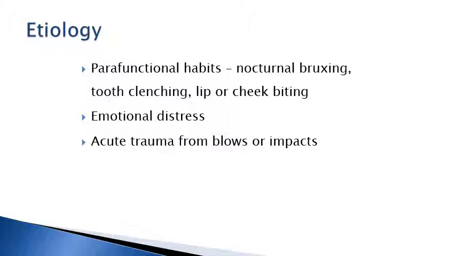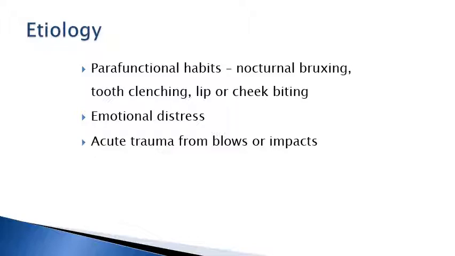Acute trauma from blows or impact. This is the third categorization, the third major cause, major etiology of temporomandibular joint disorder. Any form of trauma, it can be a fall during childhood. It can be a trauma, probably a road traffic accident, or domestic violence, physical assault, some sort of blow or impact that your mandible has received.